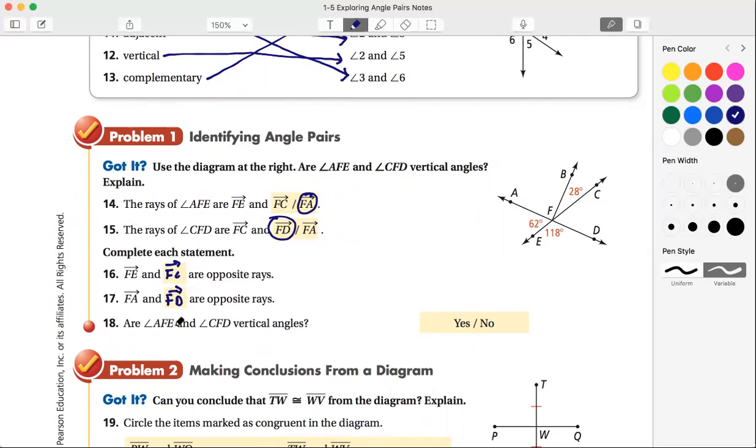Are AFE and CFD vertical angles? Yes, because AFE and CFD share, follow the definition.